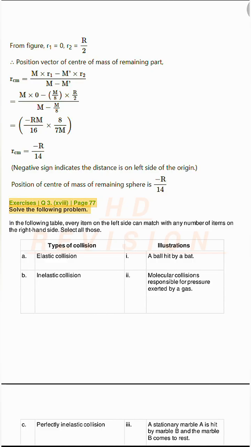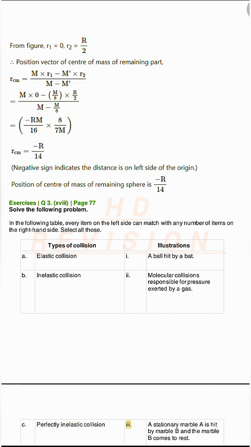Solve the following problem. In the following table, every item on the left side can match with any number of items on the right-hand side. Select all those types of collision. Illustrations. A. Elastic collision. I. A ball hit by a bat. B. Inelastic collision. II. Molecular collisions responsible for pressure exerted by a gas. C. Perfectly inelastic collision.